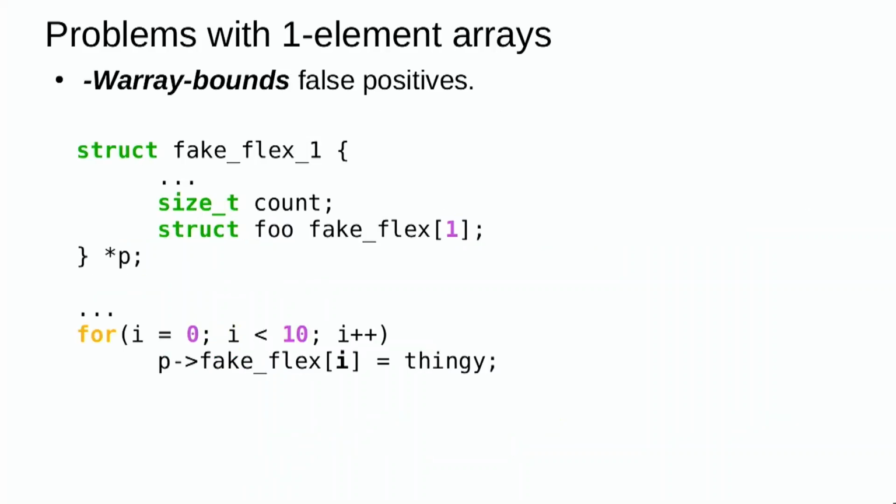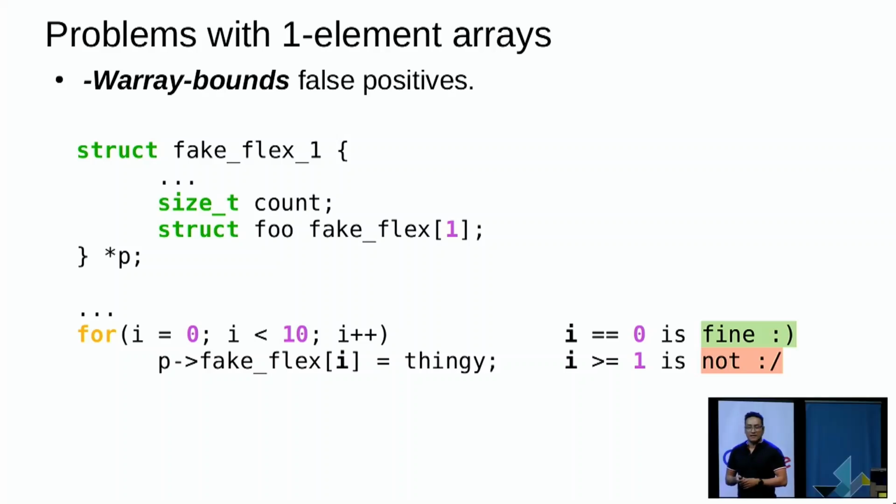Well, we've been trying to enable array bounds checking in the kernel. We've been trying to enable this option for a couple of years now, and we have run into a lot of false positives with one-element arrays. The issue is that when we enable this option, this array, the fake flex array, has only one valid index, which is 0. But at runtime, this array is being used as a flexible array member, or as a variable length object.